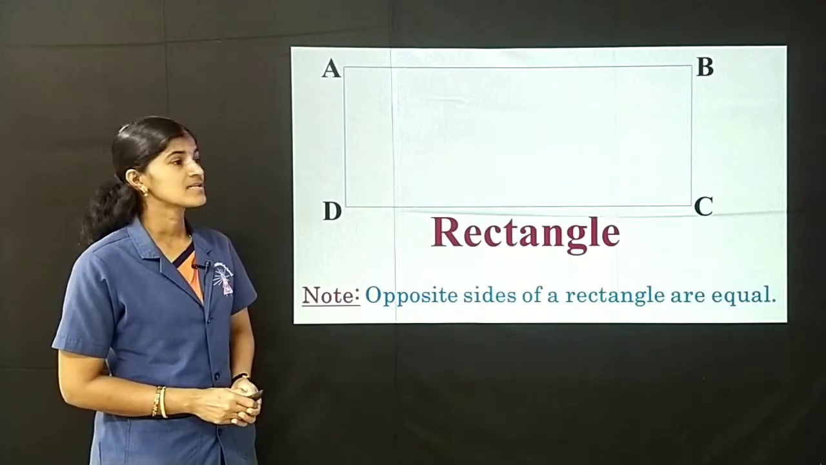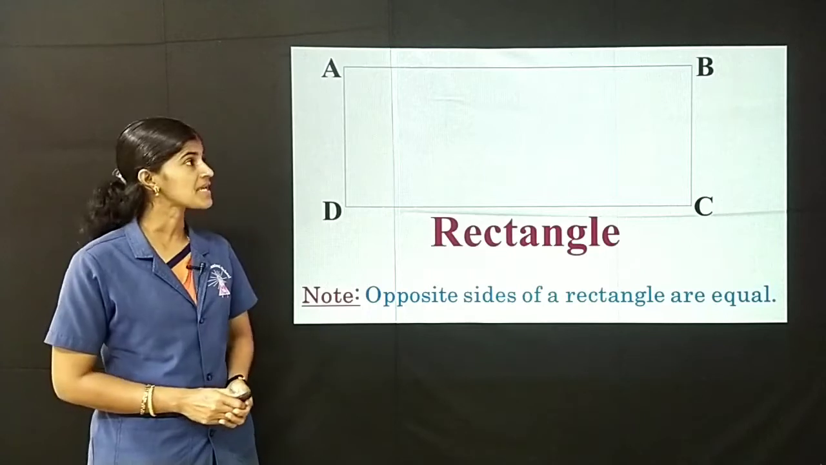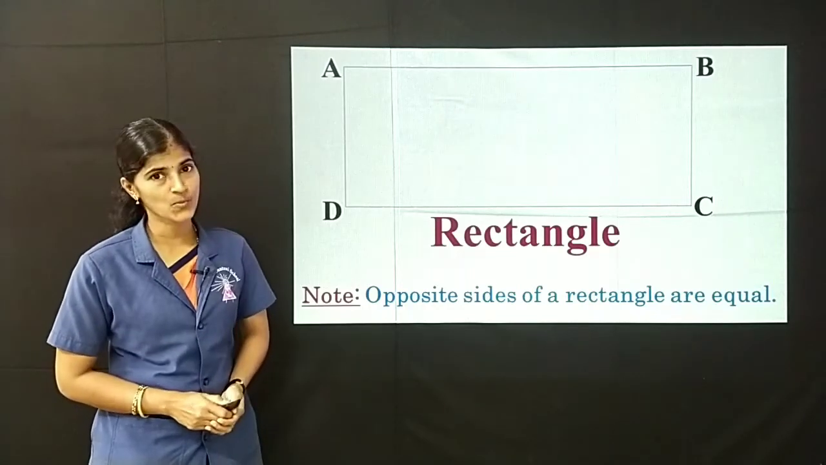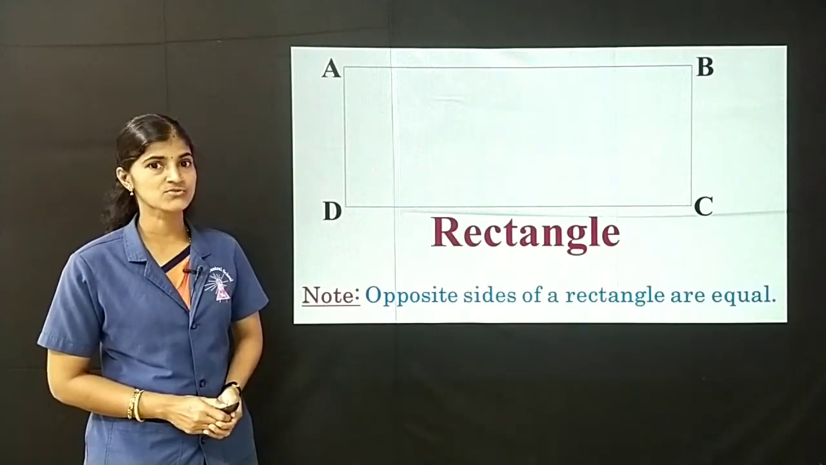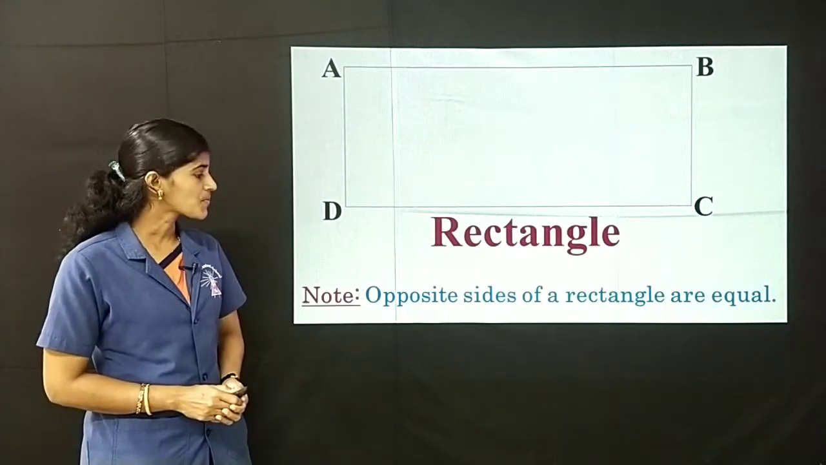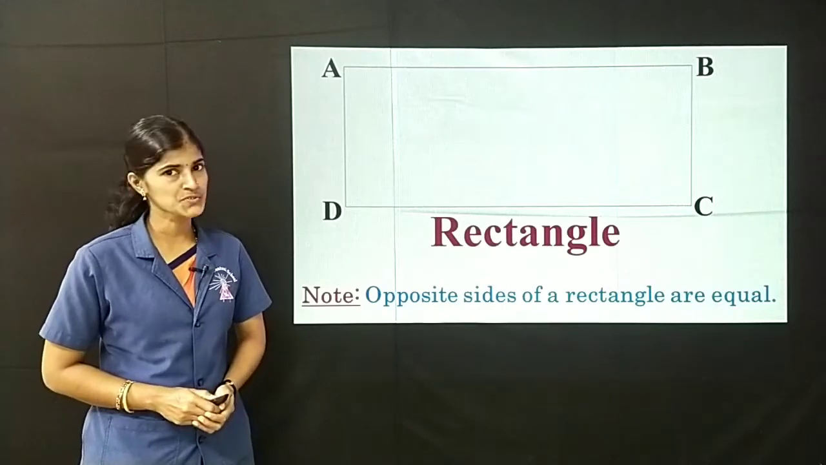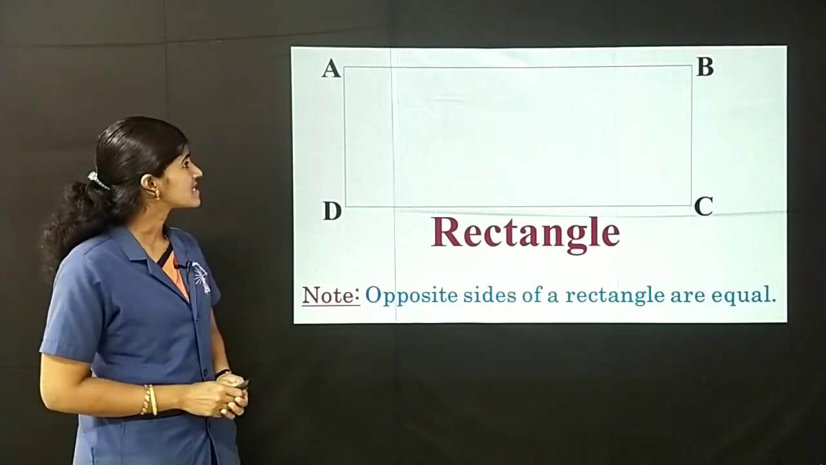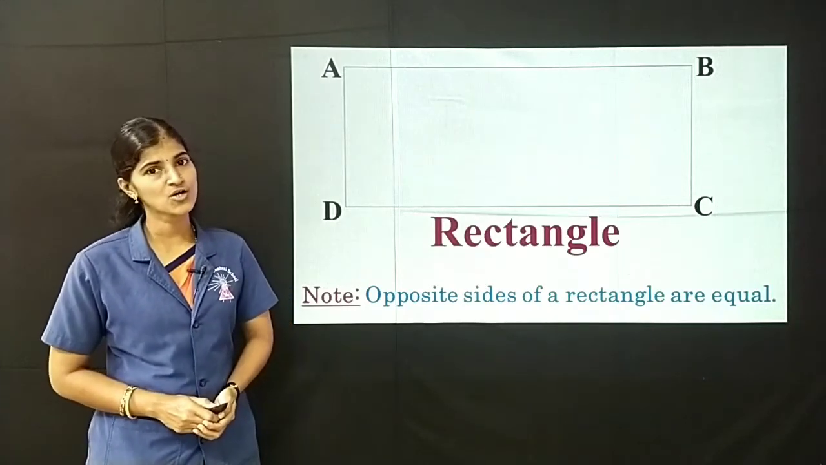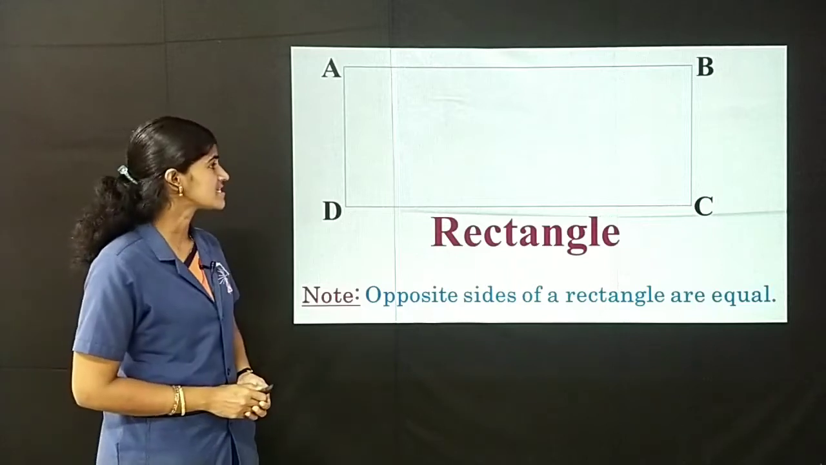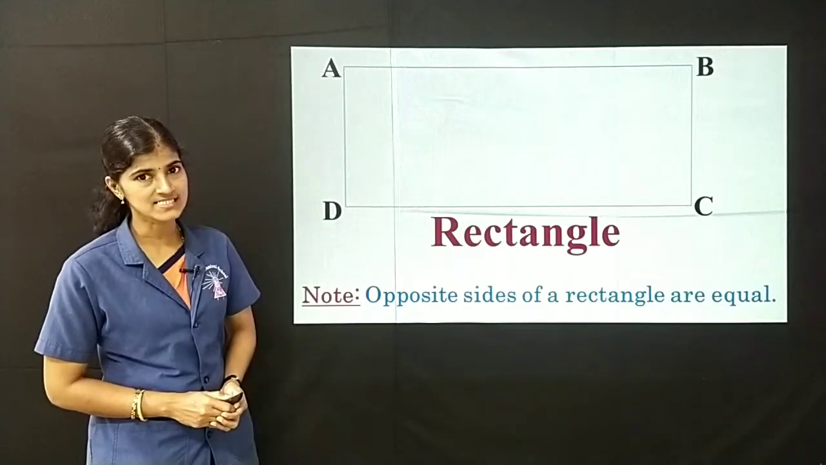AB and CD are opposite to each other. The AB side and CD side are opposite, so those two are equal. According to the rectangle rule, opposite sides of a rectangle are equal. AB is equal to CD. Then AD is equal to BC, as they are also opposite sides. So AD is equal to BC and AB is equal to DC.